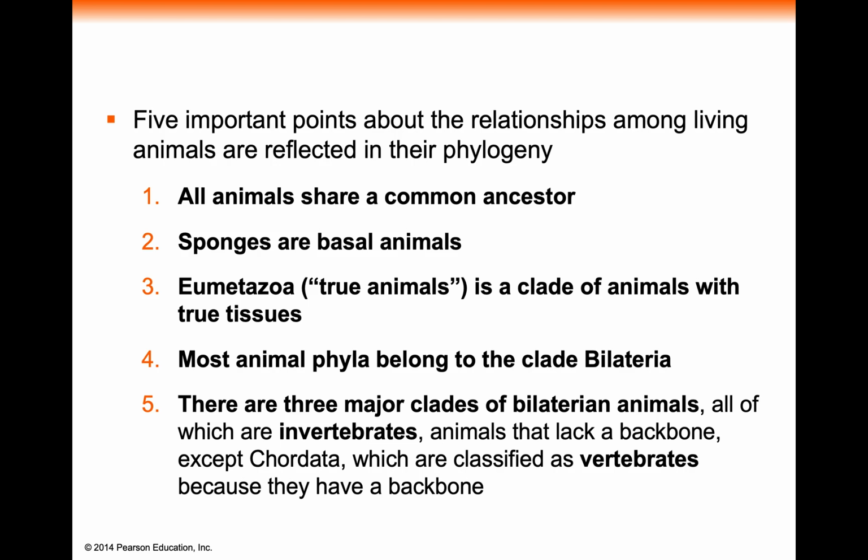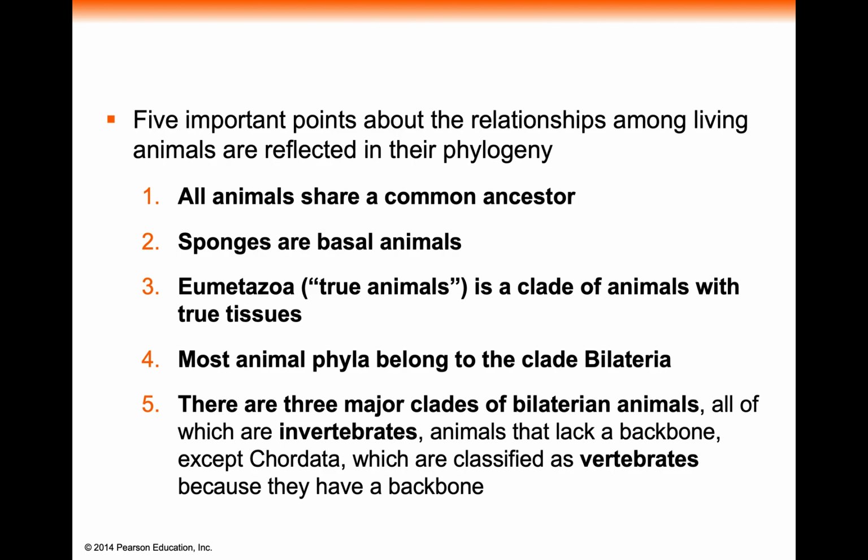So, 5 important points. All animals share a common ancestor. Sponges are basal animals. In other words, they are just barely animals. They hardly have any of the characteristics, but they have the basic characteristics of what makes an animal: multicellular, eat other things, sexual reproduction.